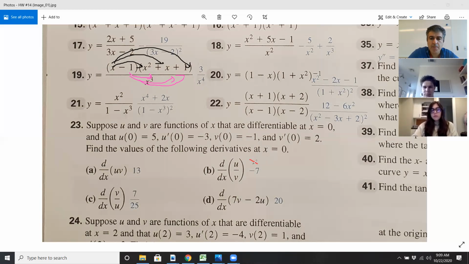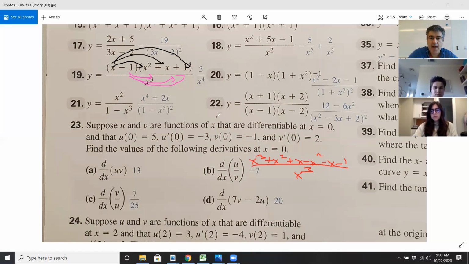So you should have x cubed plus x squared plus x minus x squared minus x minus 1 all over x cubed. So I'm just simplifying. I'm not doing any calculus whatsoever, just straight up algebra.